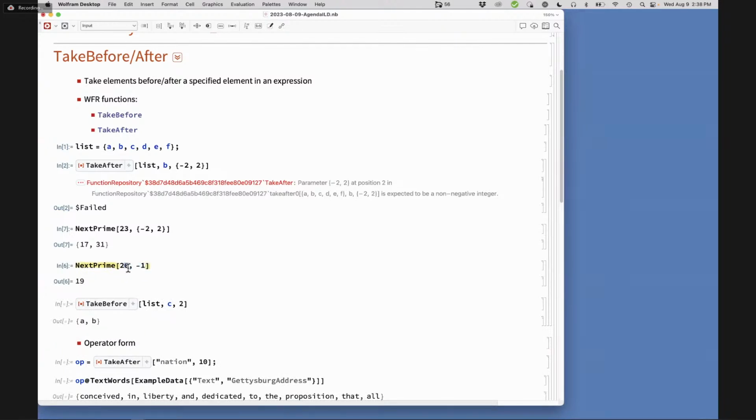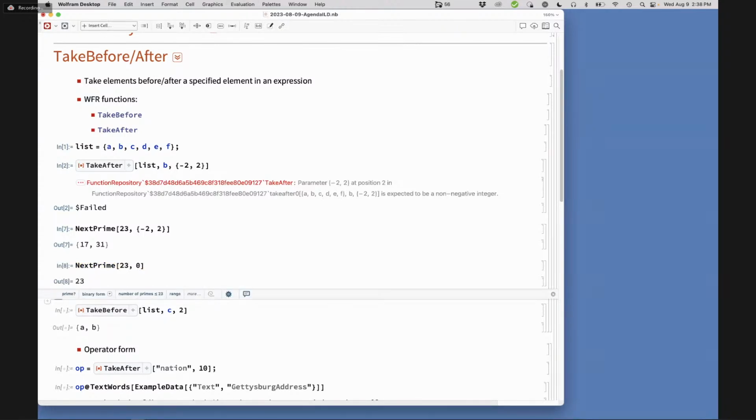Yeah, if you do 23 and 0, it should give back 23. But if you give it a non-prime, then it's, which makes a certain amount of sense.